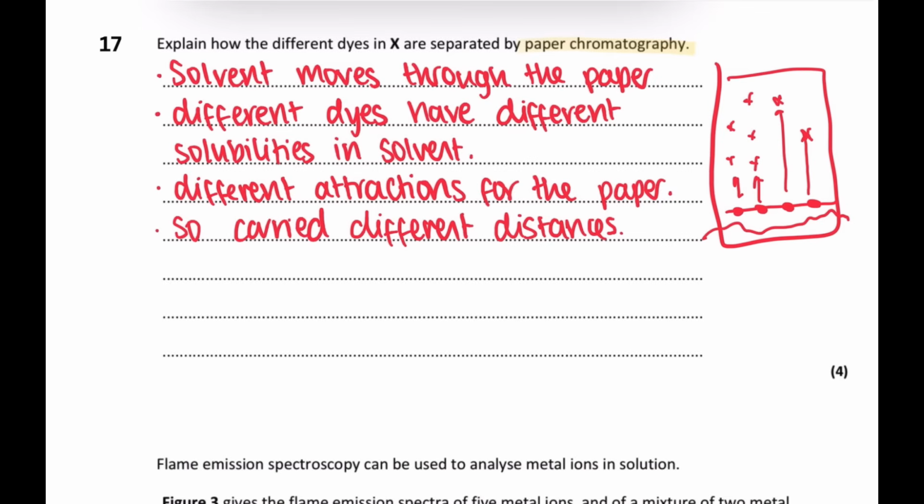Now, they're just asking exactly how does this happen? So what happens is that our solvent is going to move through the paper, and our different dyes have different solubilities to the solvent, how soluble it is within it. That is going to affect how far it travels. Also, they're going to have different attractions to the paper. That is why it's all carried to different distances.